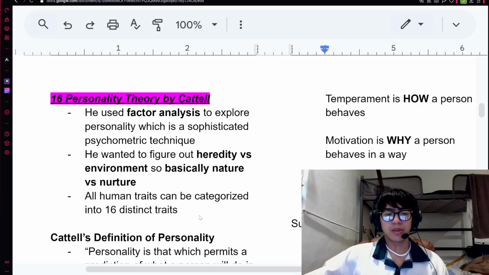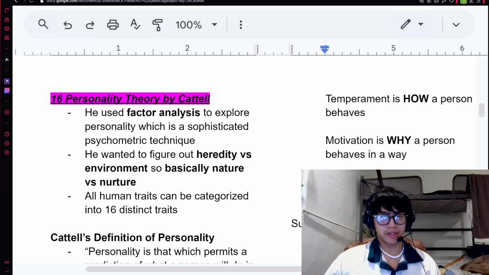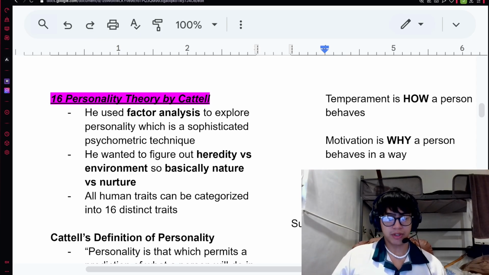Anyway, so this is going to be a shorter theory. This is the 16PF by Cattell. Now, this isn't in our book, but it's in our coverage. So yeah.